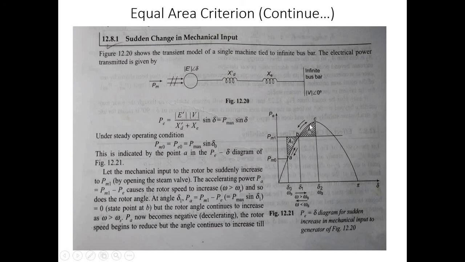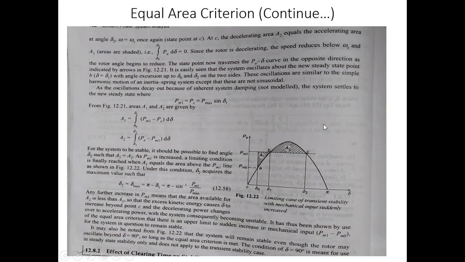That area is called the decelerating area, and the rotor speed begins to reduce but the angle continues to increase. That is, rotor speed starts to decrease but the angle continues to increase, and hence it causes another area A2, which is called the area of deceleration. So at an angle of del 2, W is equal to Ws once again at steady point C.